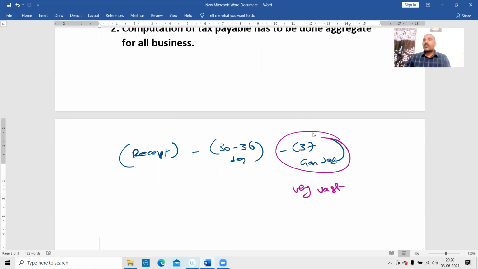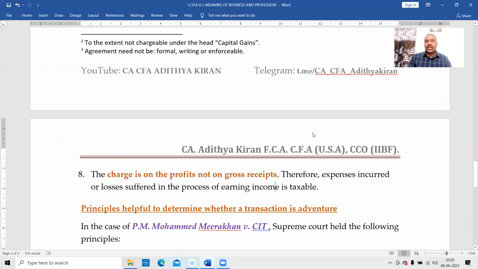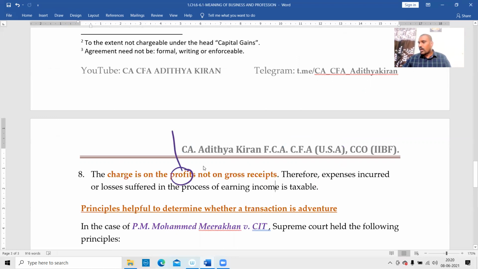But the drawback with capital gains is that there are fewer deductions, whereas in the case of business income, there are more deductions. This is the greatest advantage of business income. So what is charged is profit, not receipt. Profit is a net concept. Receipt is a gross concept. The difference is expenses and losses. Therefore, you can claim a lot of expenses and losses, and thereby minimize your taxable income.